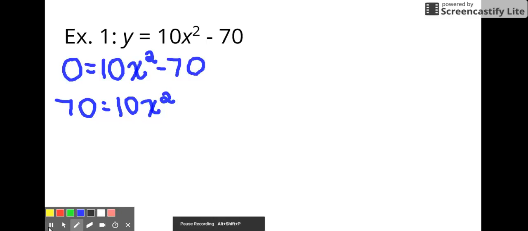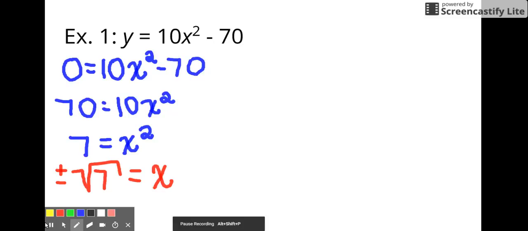Now we need to get x squared alone by dividing both sides by 10. 70 divided by 10 will leave us with 7. Now we want to take the square root of both sides. When you do that, don't forget to include the plus or minus. Now we see that our solution to this equation is x equals plus or minus square root 7. So we have two different x-intercepts on this graph.